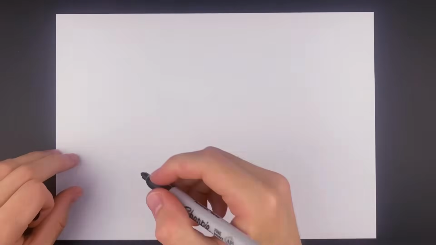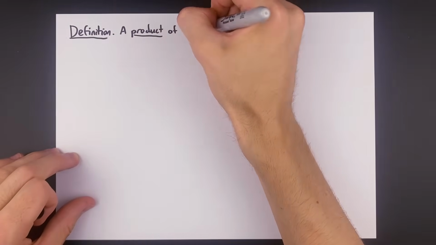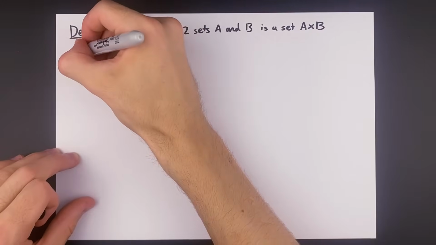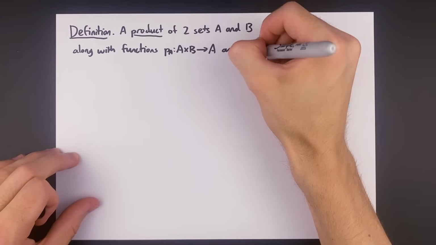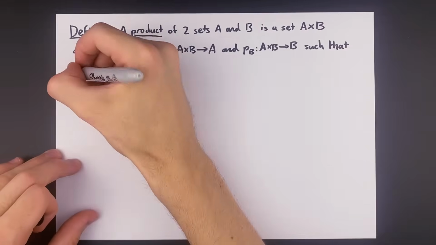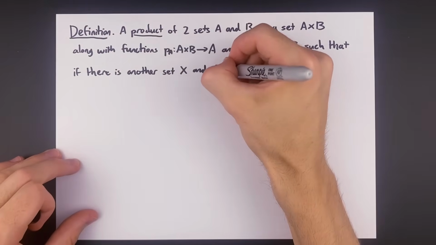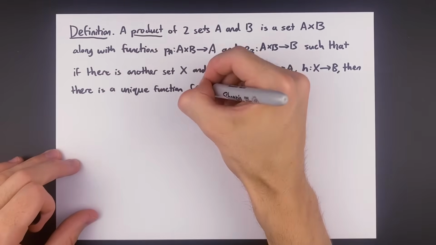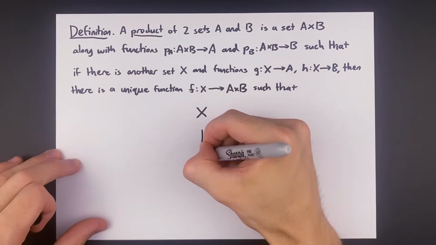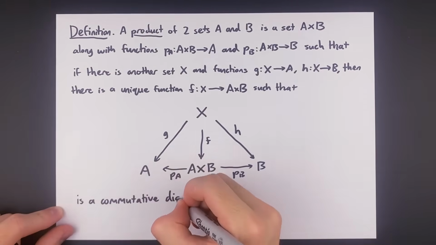This potentially gives us an alternate way to define the product. A product of two sets A and B is another set, which we denote A cross B, along with two functions from A cross B, one with codomain A and the other codomain B, such that, for any other set X and functions G and H from X to A and B, there exists a unique function from X to A cross B, making this diagram commute.